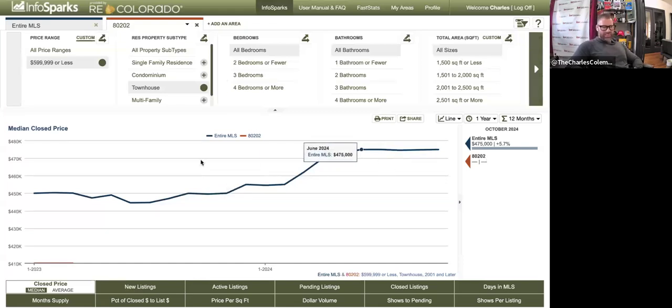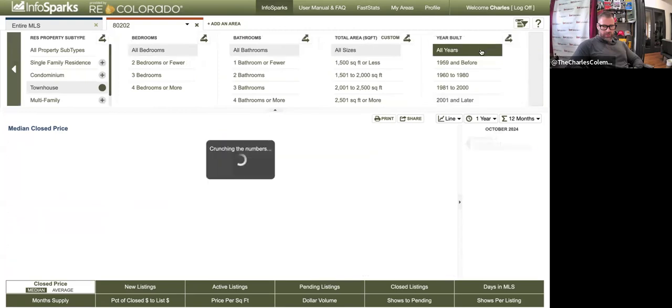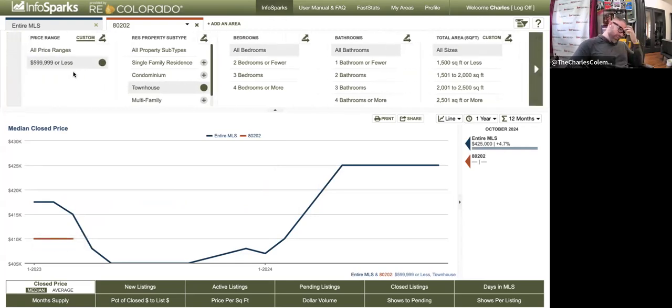All right. So if we look at this thing, it truly breaks it, right? So if we're playing with this thing, it has the entire MLS, but it's not really pulling anything for a townhome. Hold on. Yep, there's the issue. All years. Still not a whole lot of data. All right. This is getting fun. All right. So we're talking $599,000 or less.